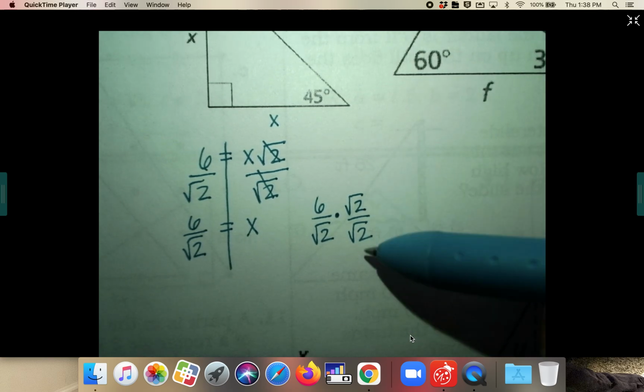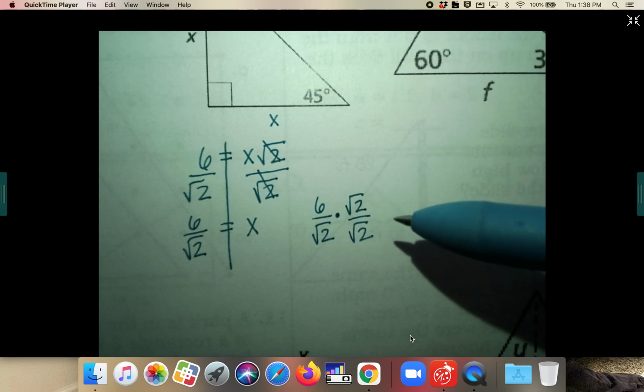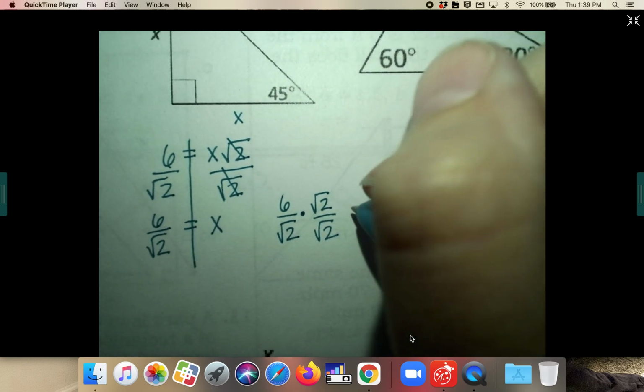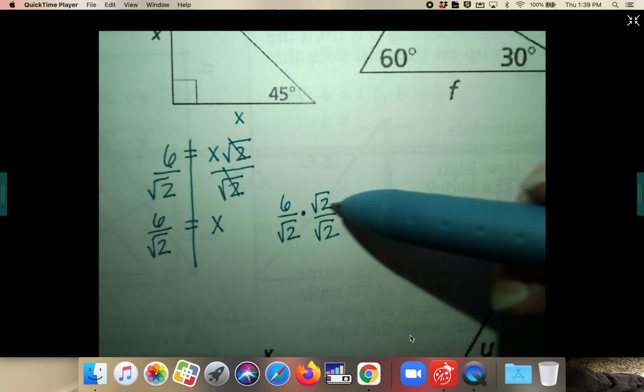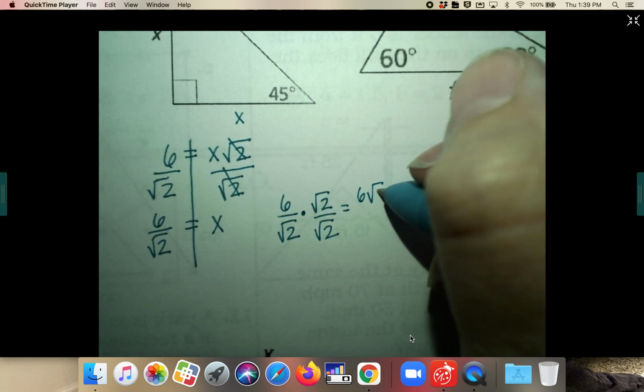And again, anything over itself equals 1, so I'm not changing the final answer. I'm just rationalizing the denominator so that there's no more radical in the denominator. When you multiply, you just multiply straight across and squish these two together. So 6 times root 2 would just be 6 root 2.